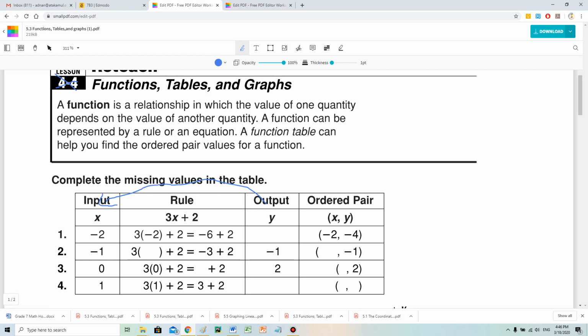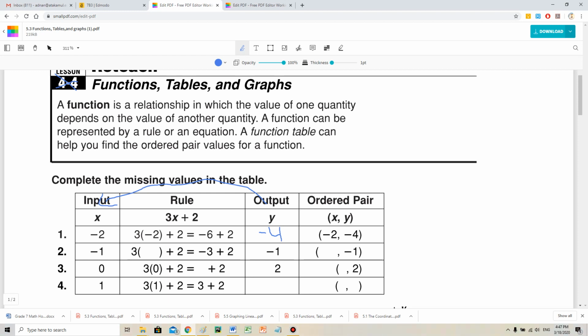So now we get a numerical statement with integers. We have 3 parentheses -2 plus 2. Here we have to follow PEMDAS, the order of operations. We have a multiplication sign, even though it's invisible: 3 times -2 plus 2. So what must we solve first? We must do the multiplication first. 3 times -2 is -6. Then we have -6 plus 2, and now we just follow integer addition. -6 plus 2 is going to be -4.